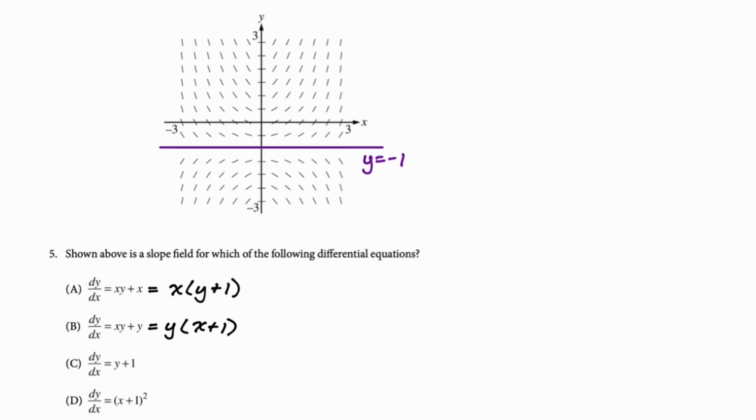So B is not going to work. C is always going to be 0 when y is negative 1. D doesn't even have a y in it, so y equal to negative 1 doesn't really have an impact. So we can definitely eliminate option B and option D.